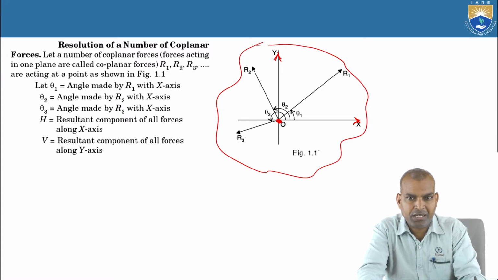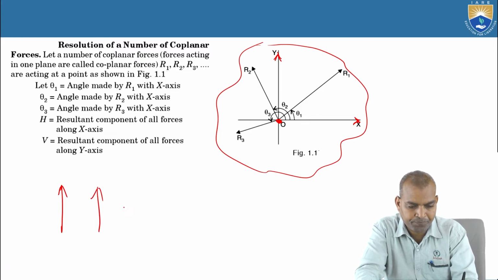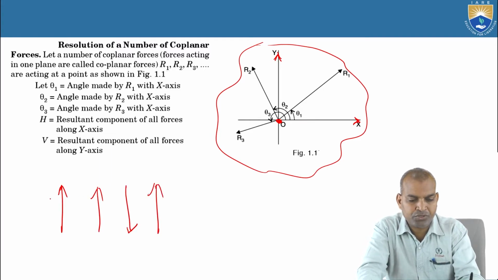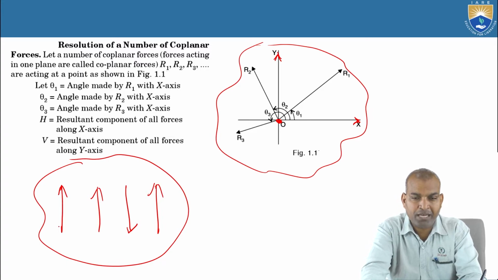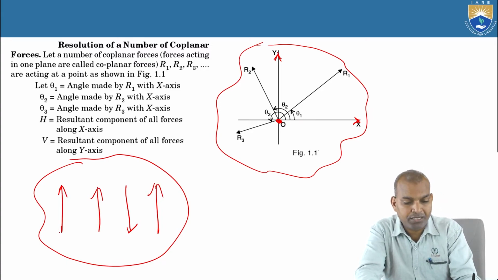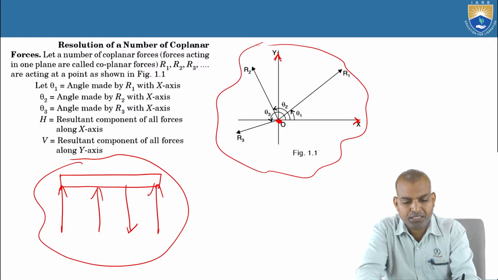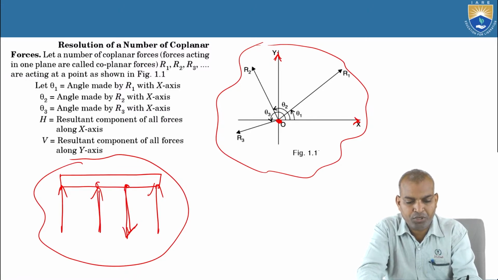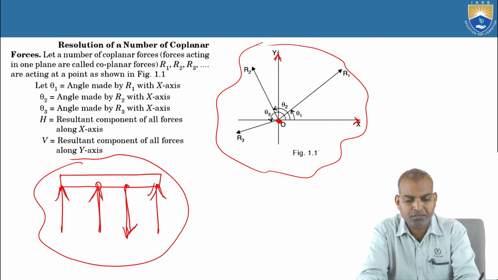So what are coplanar parallel forces? This is the parallel force system. Are these forces acting at one point? No. These parallel forces act on a body. Suppose at this point the force is pulling down, and at this point the force is pushing up, here also, and here also. So these are the parallel force systems.